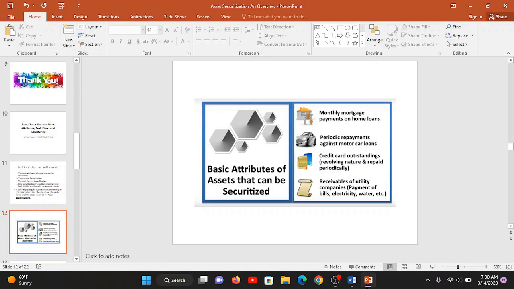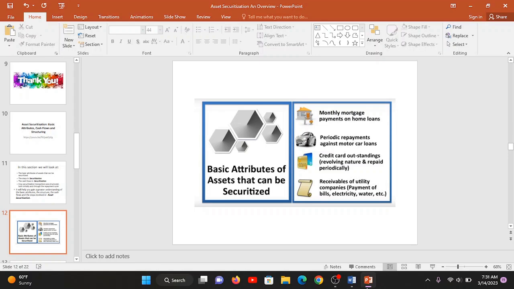You see, it may be something which is monthly mortgage payment. It may be something where you have regular repayments. So that is what is being bundled up together. Credit card outstanding value means this instrument is revolving in nature and can be repaid periodically, or it can be receivable of utility companies like payment of bills, electricity, water, etc.